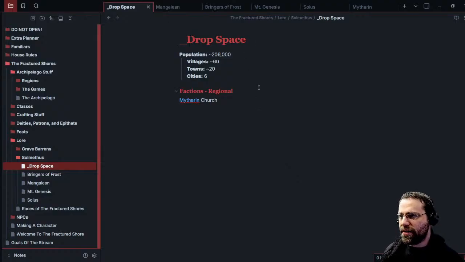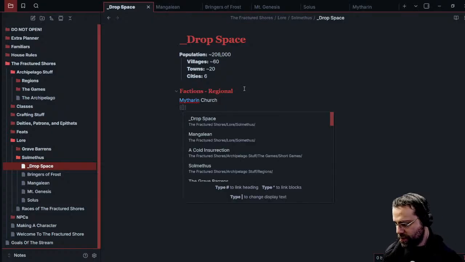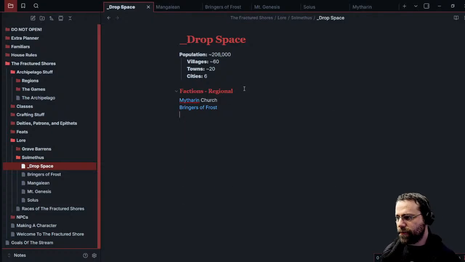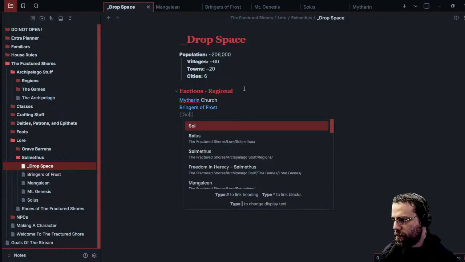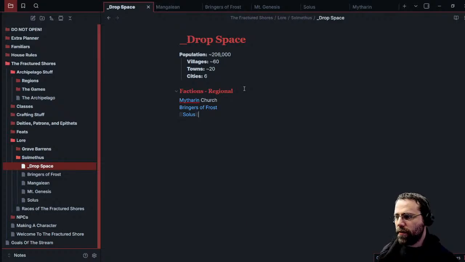Alrighty. Let's see here. We have the Bringers of Frost. And then we have the Mitharan, the Bringers of Frost, we have the Solan people. We have Solus. I'll put Solus down instead of that.